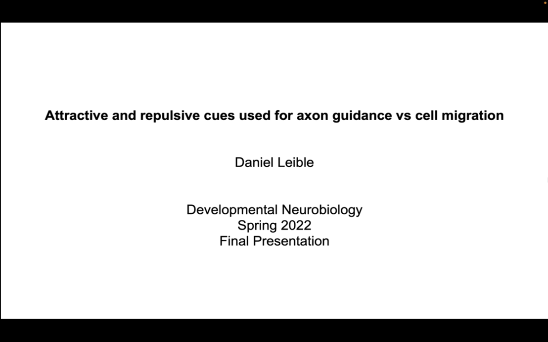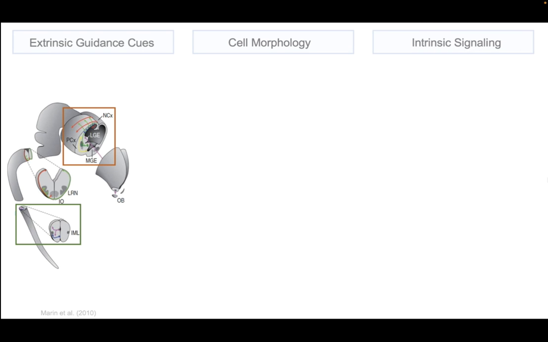However, there are also important differences in the cell biology of these two processes, which I want to point out today using examples from different parts of the developing nervous system. We will first talk about some of the guidance cues we encountered throughout this class, and then compare the cell morphology changes these molecules cause. At the end, we will try to understand how intrinsic signaling cascades connect the extrinsic cues and the morphological changes.